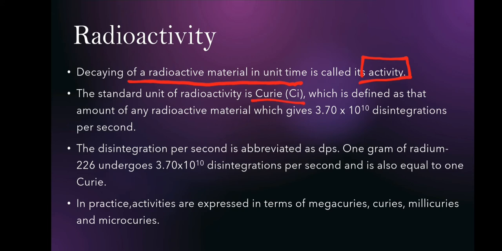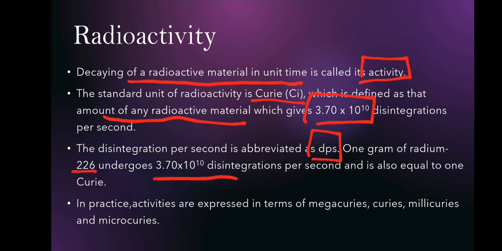The unit for radioactivity is curie, which is defined as the amount of radioactive material which gives 3.7 into 10 to the power 10 disintegrations per second. So curie is actually the amount of the material that gives 3.7 into 10 to the power 10 disintegrations per second. The disintegration per second is abbreviated as DPS. And 1 gram of radium-226 undergoes 3.70 into 10 to the power 10 disintegrations per second.